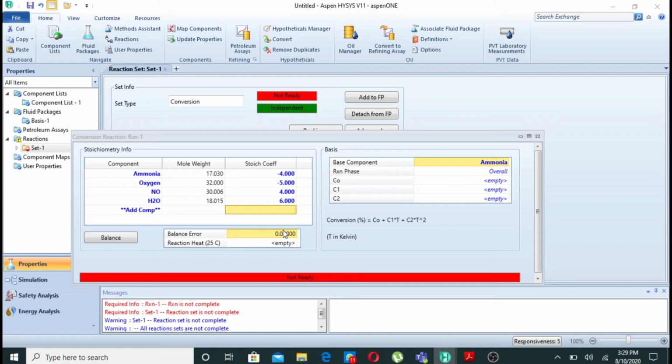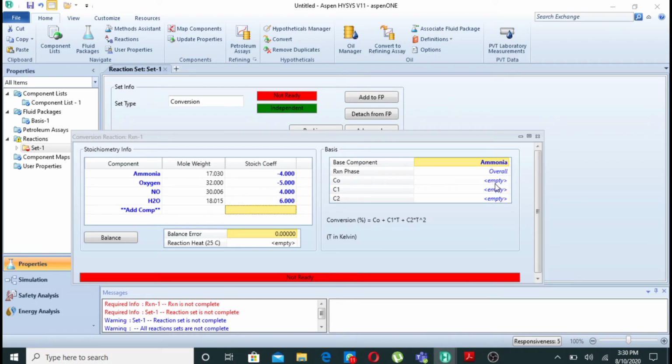So now you can see that your equation is balanced. Another thing left in this is the base component. The base component is the component which is the limiting reactant in the reaction, because in a conversion reaction there is always a limiting reactant and an excess reactant. Aspen HYSYS has already estimated that ammonia is the base reactant, or limiting reactant, so we will not have to change it.